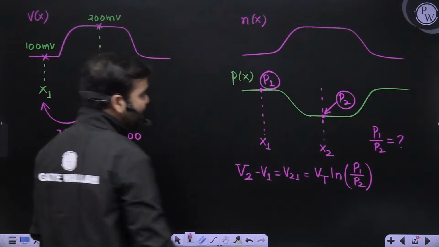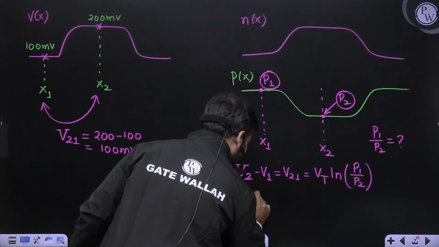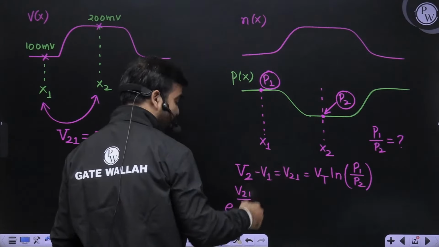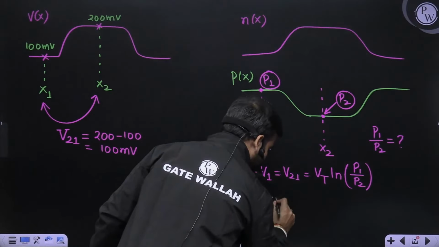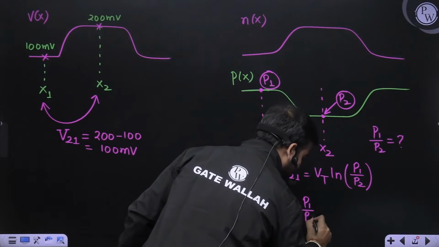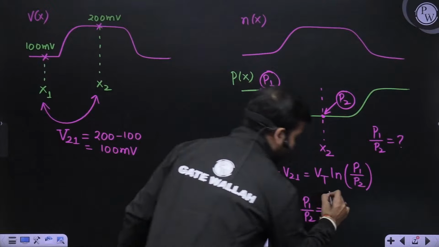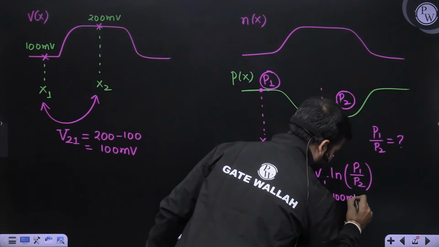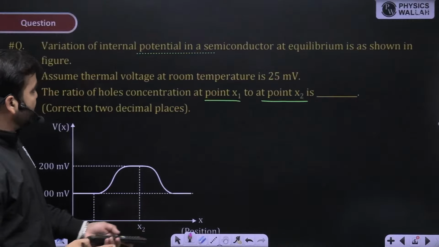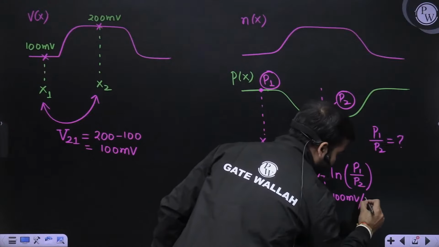Okay, so now we have to calculate P1 by P2. So just take V21 by Vt and take the log outside, remove the log, anti-log, and then it is P1 by P2. Therefore, P1 by P2 will be how much? E to the power of V21, which is 100 millivolt, divided by Vt, thermal voltage, given how much? 25 millivolt. So divide by 25 millivolt.